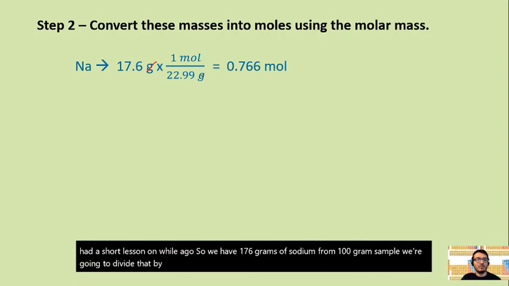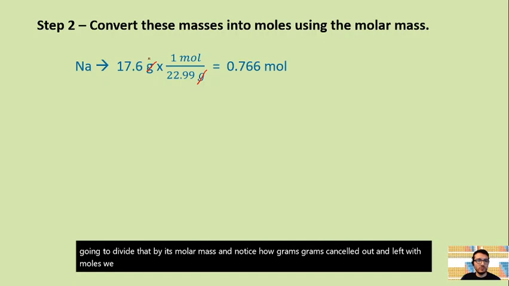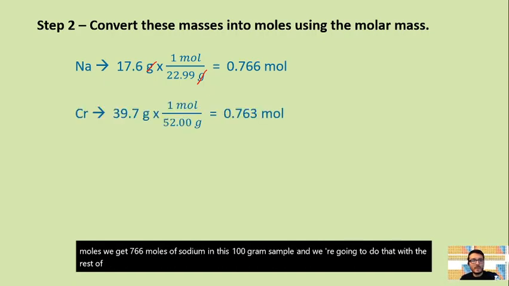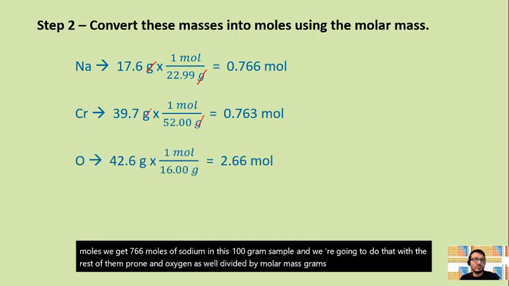Notice how grams cancel out and we're left with moles. We get 0.766 moles of sodium in this 100 gram sample. And we're going to do that with the rest of them, chromium and oxygen as well. Right, divide by molar mass, grams cancels out, and we're left with those number of moles. And we'll do the same thing for oxygen.